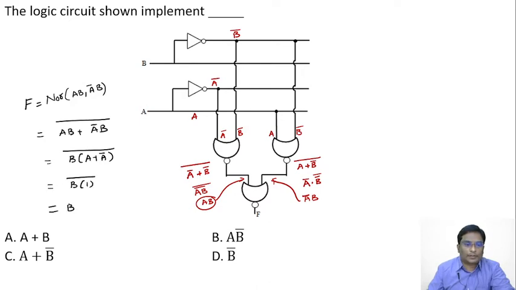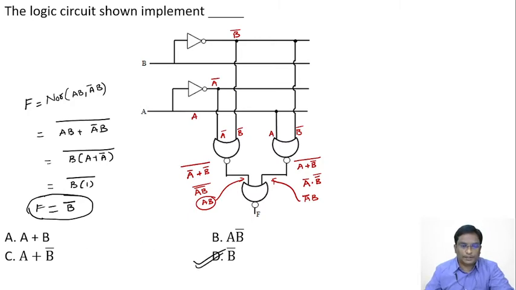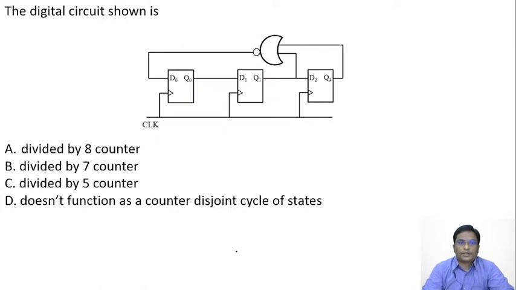What's the output here? It's B bar. That's the functionality F. So out of these options, D is the right answer. Simple question, straightforward. Be patient, don't commit any mistakes here. That's all, we can solve this. Let us move on to the next question.